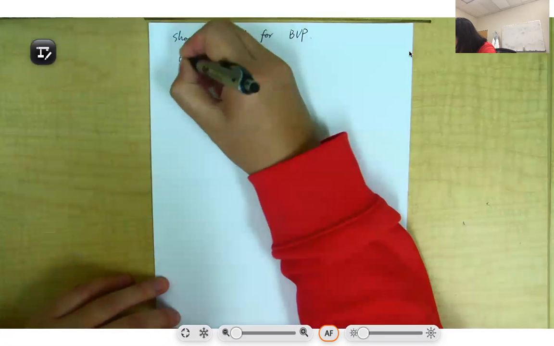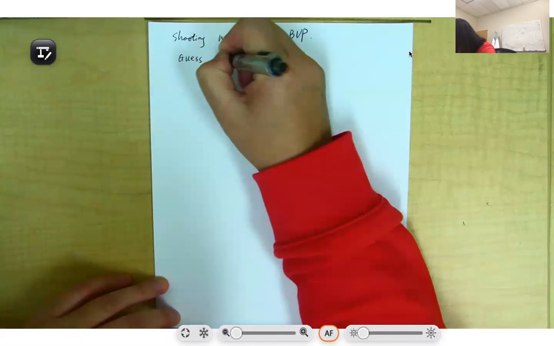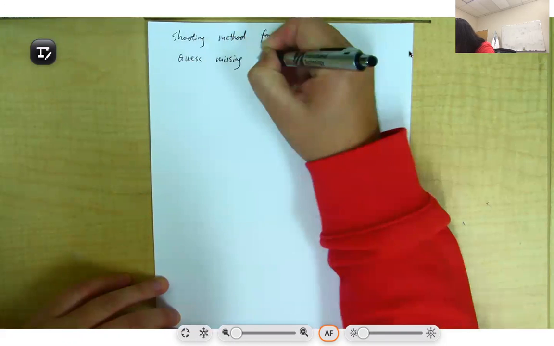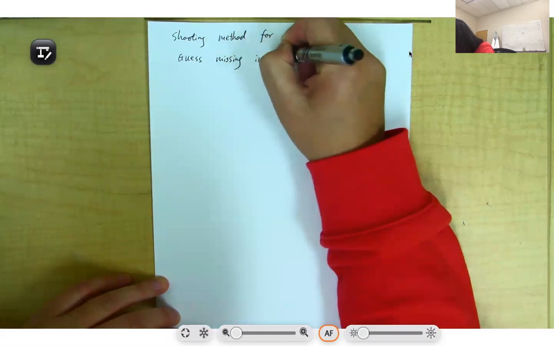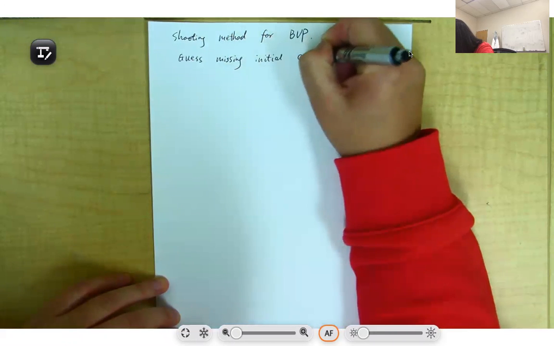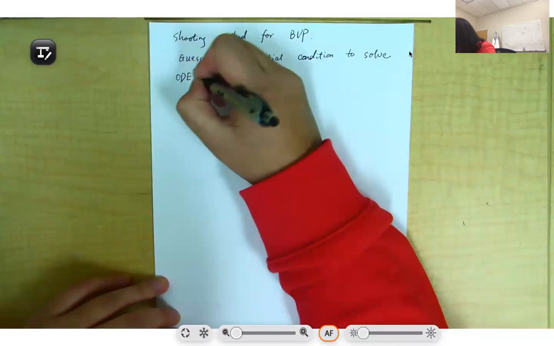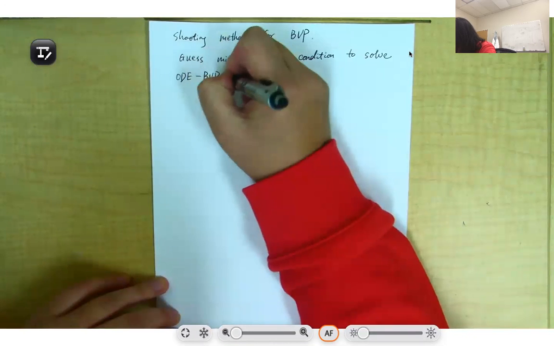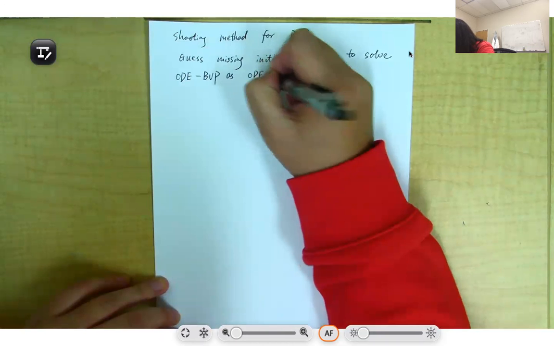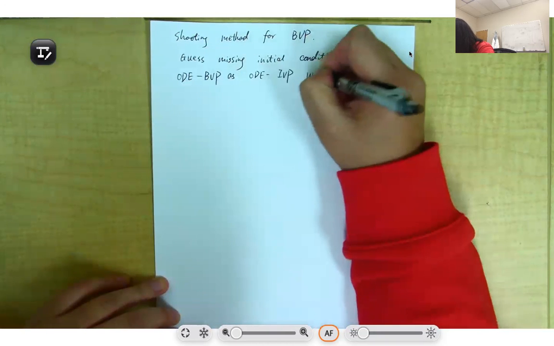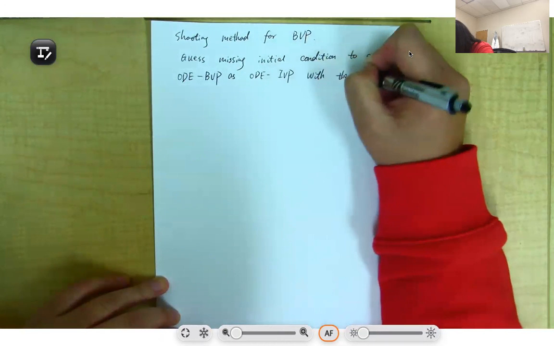So guess the missing initial conditions to solve the BVP as an ODE IVP with the guessed initial value.